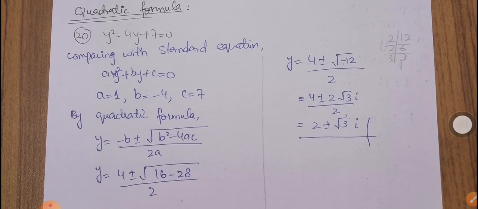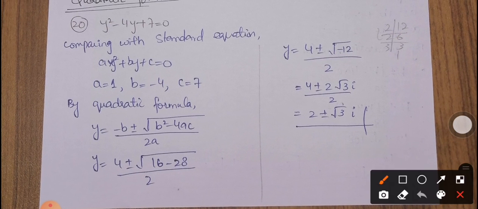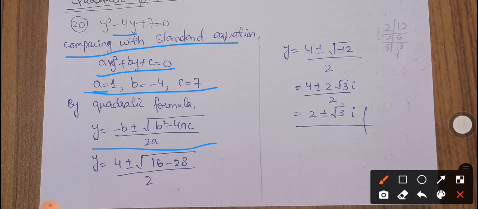So here we have question number 20 from the exercise: y square minus 4y plus 7 is equal to 0. Comparing the equation with the standard form of quadratic equation, which is ay square plus by plus c is equal to 0, a will be equal to 1, b will be equal to minus 4, and c will be equal to 7. Now by quadratic formula, y will be equal to minus b plus minus square root b square minus 4ac over 2a. Inserting the values of a, b and c in the expression, we will simplify it further for the value of y.